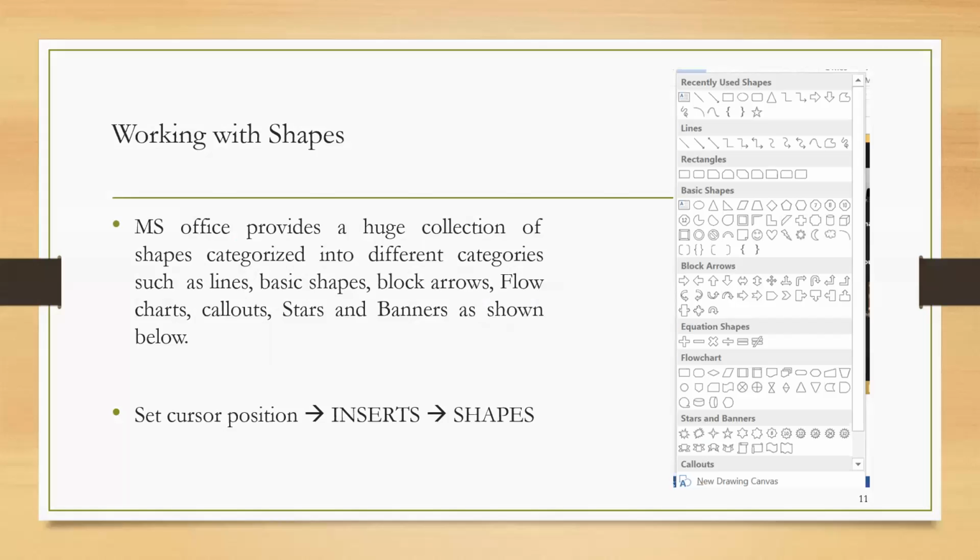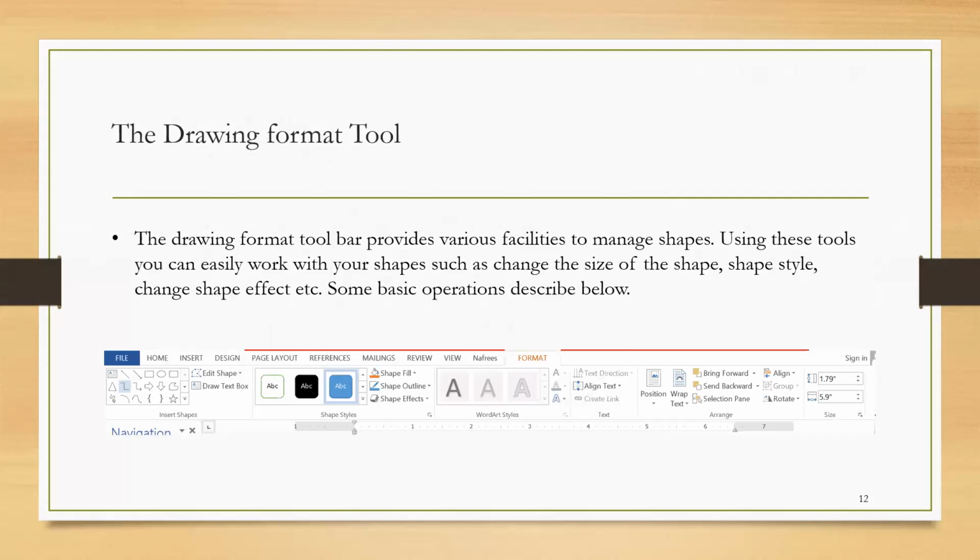So MS Office provides a huge collection of shapes categorized into different categories such as lines, basic shapes, block arrows, flowchart, callout, stars and banners, as shown below. So this is the step, insert shape. And now tell me, the question is, how many types of shapes are available? Common question. Anybody can answer me. 30 seconds. How many types of shapes are available? Quickly tell the answer.